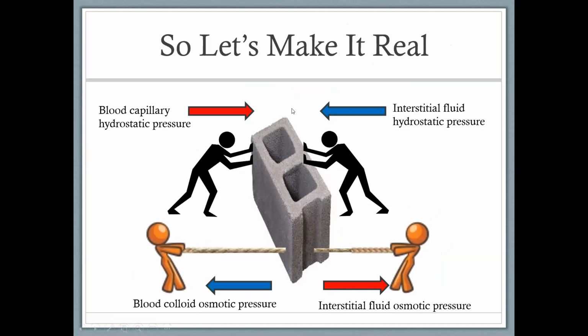So instead of saying that we have a right pushing and a right pulling and so on, let's actually put some terminology to this, and we've already been introduced to these terms. The right pushing is going to be labeled the blood capillary hydrostatic pressure, obviously a pushing force. The left pushing is the interstitial fluid hydrostatic pressure. The left pulling is the blood colloid osmotic pressure, and the right pulling is the interstitial fluid osmotic pressure.